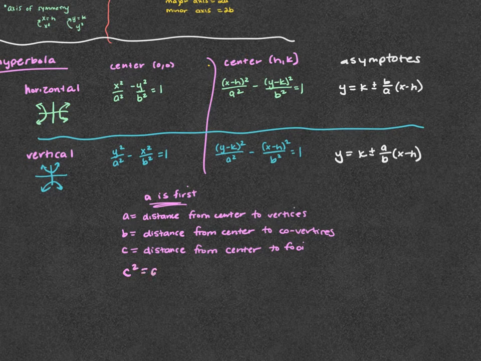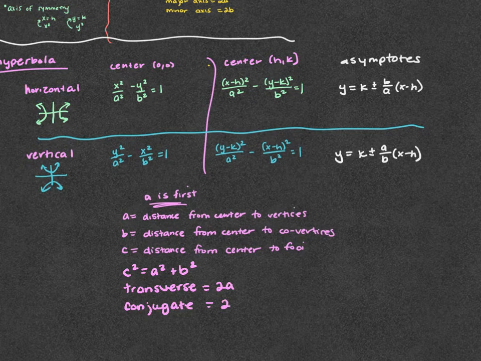C squared equals a squared plus b squared this time. The transverse axis is like the major one, and it is 2a. The conjugate axis is like your minor axis, and that's 2b.